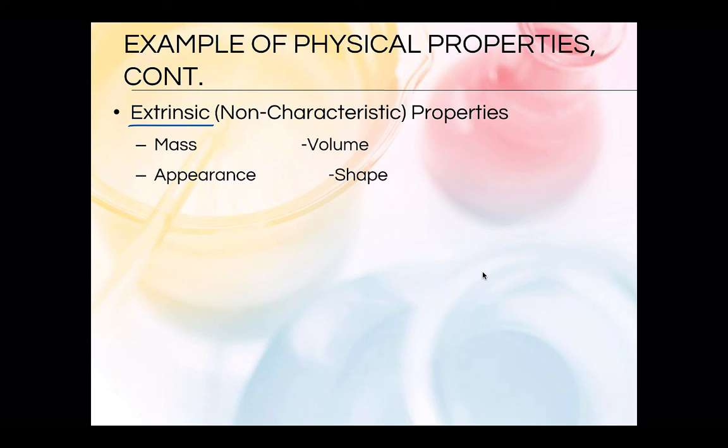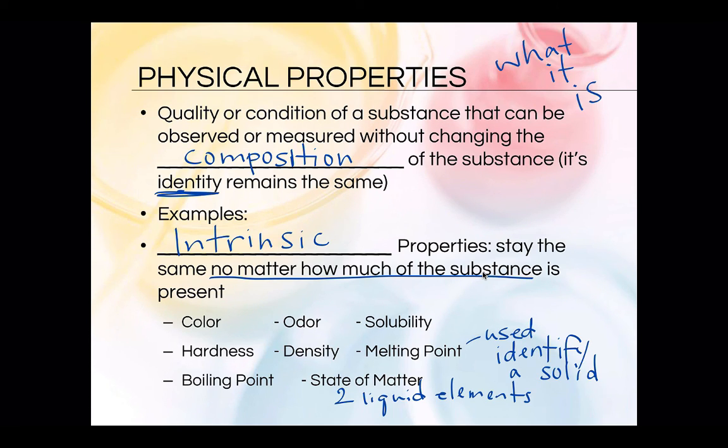For example, if you have more stuff, then the mass increases because mass measures how much stuff we have. Usually when the mass increases, the volume also increases because now it's going to take up more space. Well, that doesn't always happen. We can pack things in a little more tightly and more compactly, but that would then change its density, and density is one of those intrinsic properties.